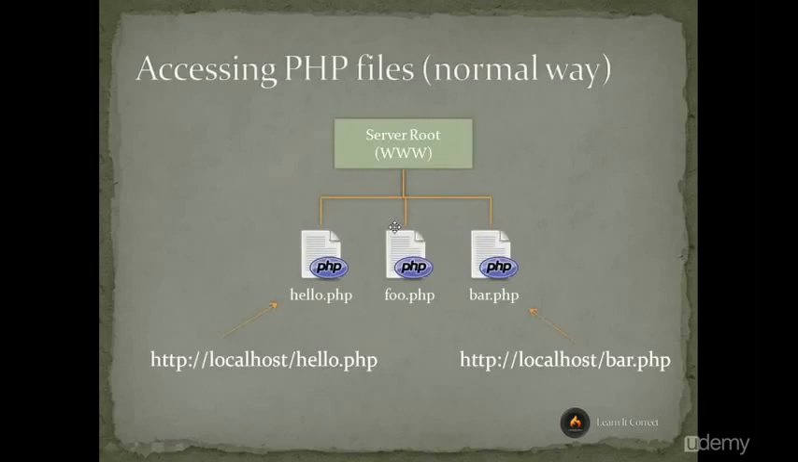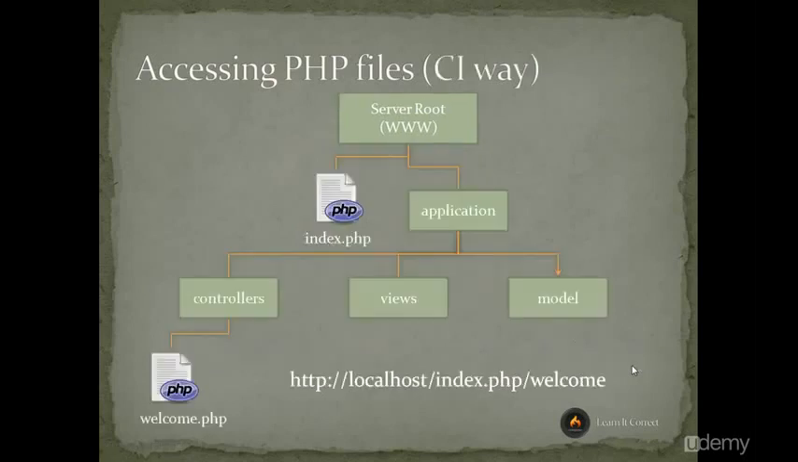This is the normal behavior when you're accessing a PHP file. This is your server root, and this is a file called hello.php. There are some other files, foo.php and bar.php. When you're accessing this file in your browser, what you typically do is type http://localhost/hello.php, and if you want another file, you do the same thing. This is the normal behavior. But if you think about Codeigniter, things change a little bit.